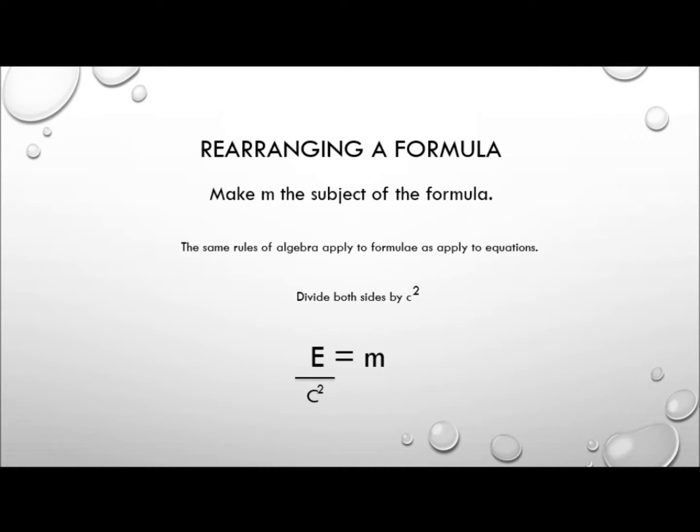So for example, if we take E equals mc squared, we can divide both sides by c squared, leaving us with E over c squared is equal to m. And lastly, using the equivalence property of the equals sign, if E over c squared is equal to m, then m is equal to E over c squared. We have now made m the subject of the formula E equals mc squared.